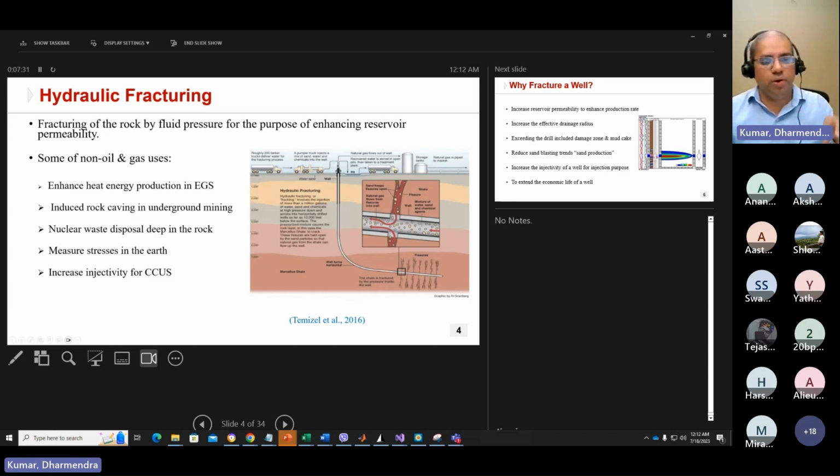Another emerging area where hydraulic fracturing will have high potential is particularly in CCUS, where we want to increase injectivity of the reservoir rocks by fracturing the reservoir rocks. So what basically do we do in hydraulic fracturing?